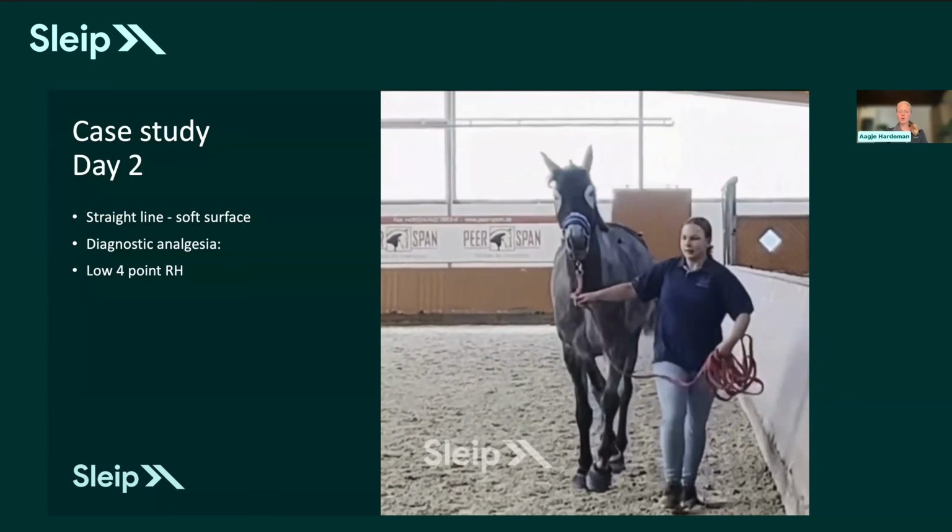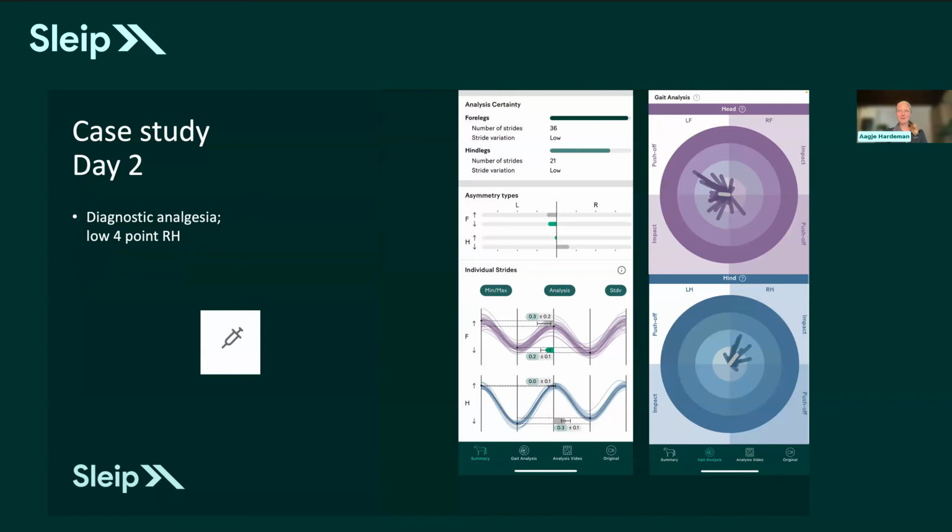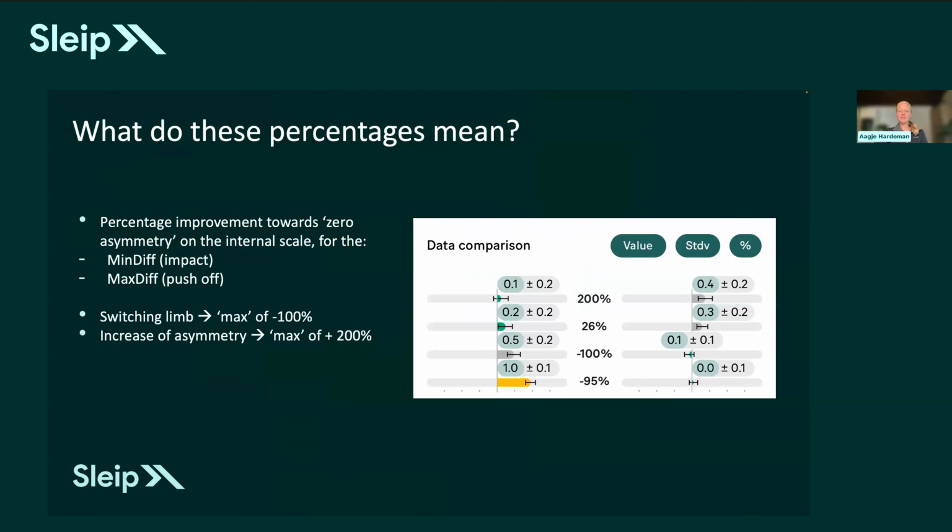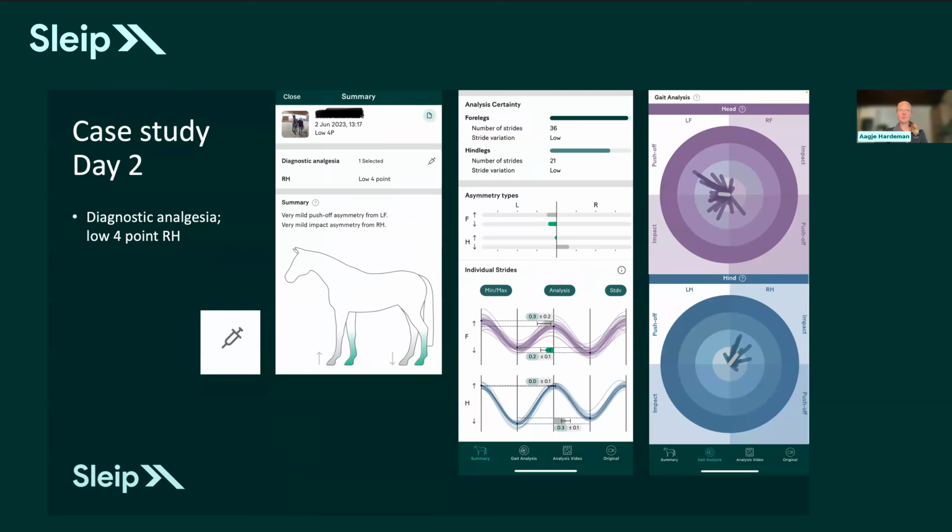Well, I'm sure you have your opinion ready there. So let's have a look at the data. And for this one, let's go back. I just want to show you where you put the blocks in. And therefore you use this icon of the syringe and you put it in the original video tab. So that's this one. And then it pops up actually in your summary screen as well.